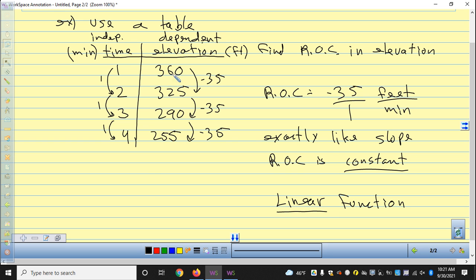So if we sketched a graph of this, our graph would look something like this. It would be a line. We'd be going downhill because our balloon is sinking. So this is how we find rate of change using a table, just like we found slope before when we were using a table. All right, questions here.